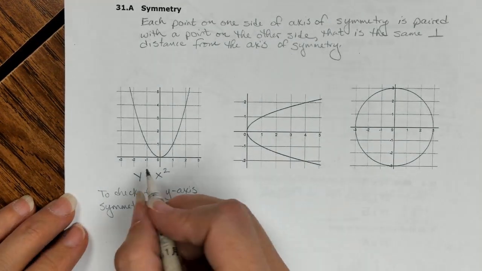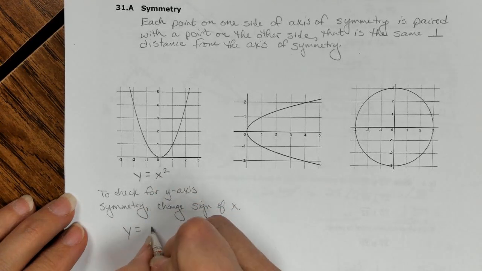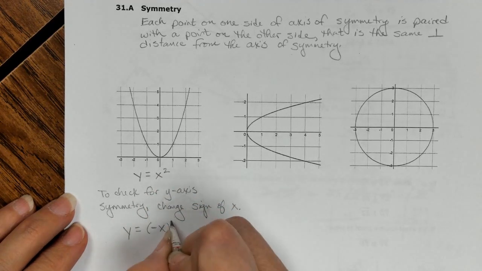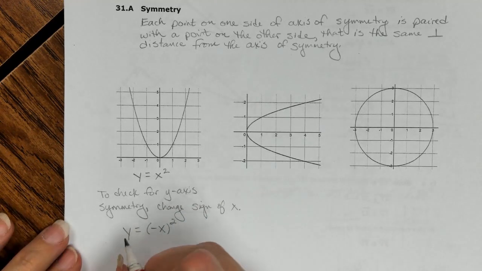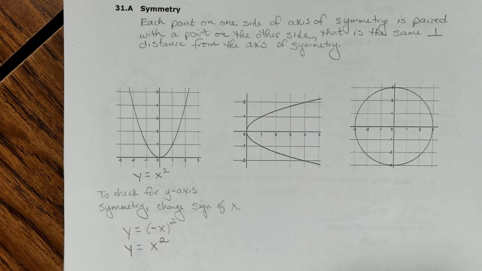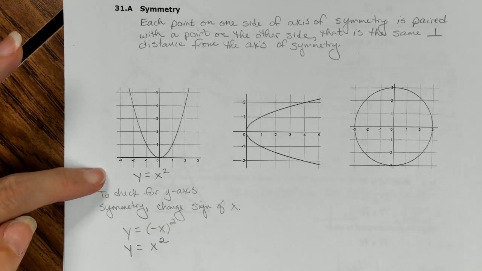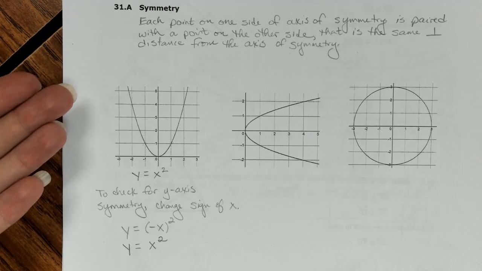All right, so in this one, instead of squaring x, I'm squaring negative x. Well, I know that a negative times a negative is a positive, so simplifying that, I get this, which is totally the same as the original equation. So yes, it is symmetric with respect to the y-axis, just like it looks like it is.